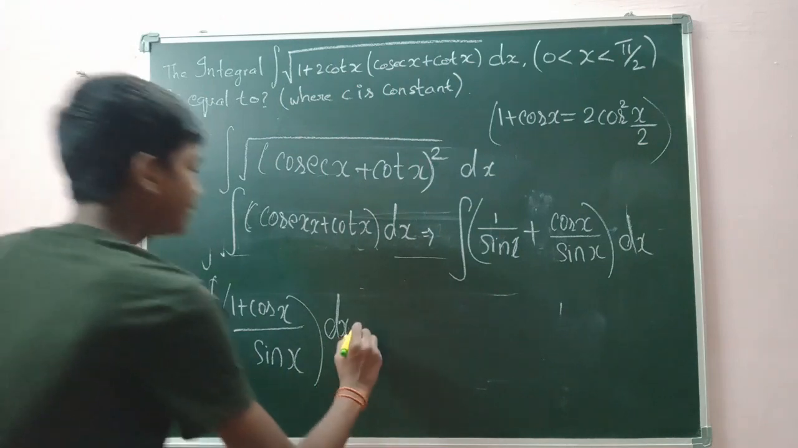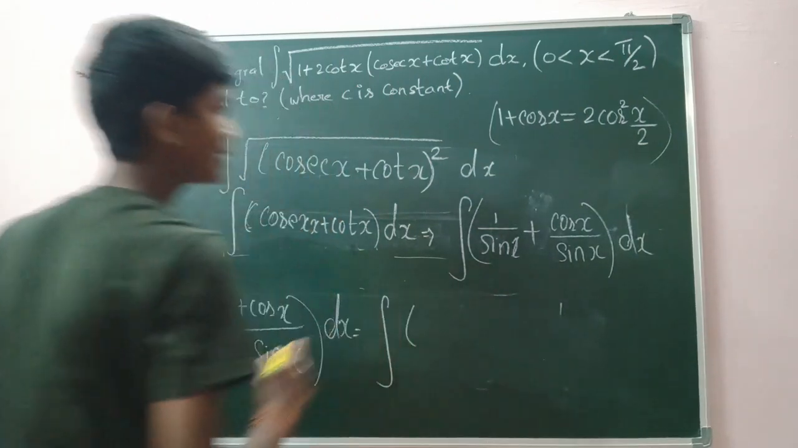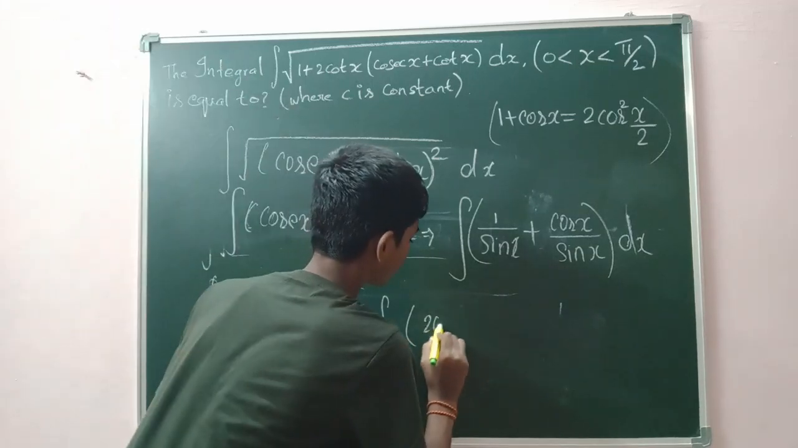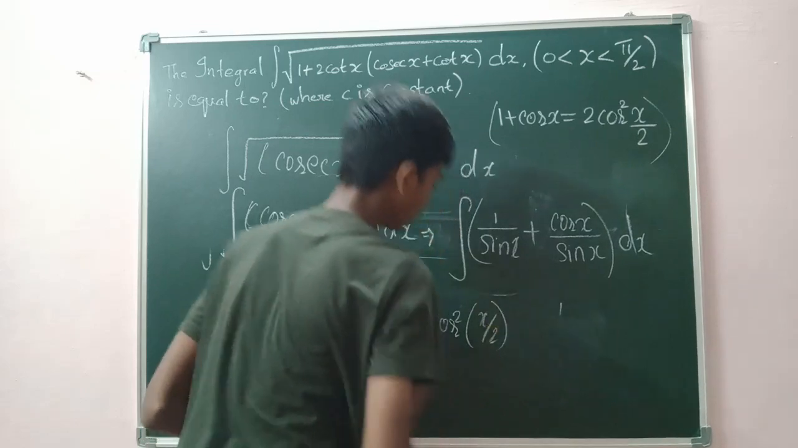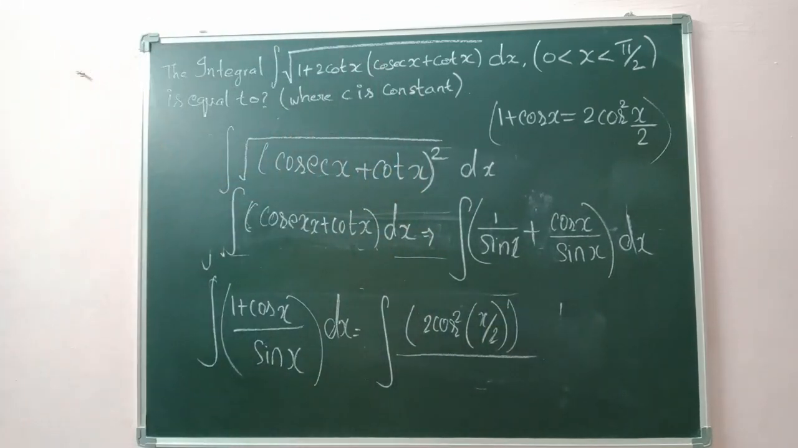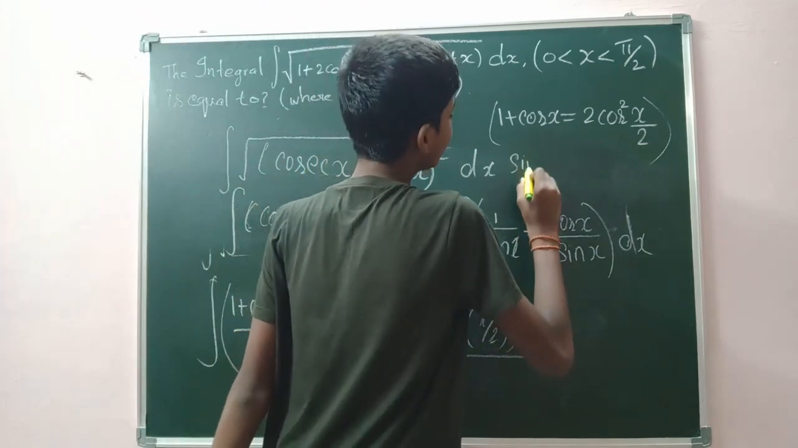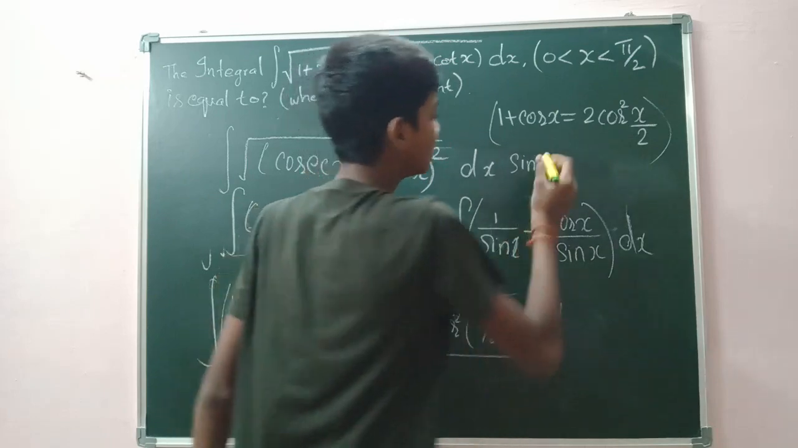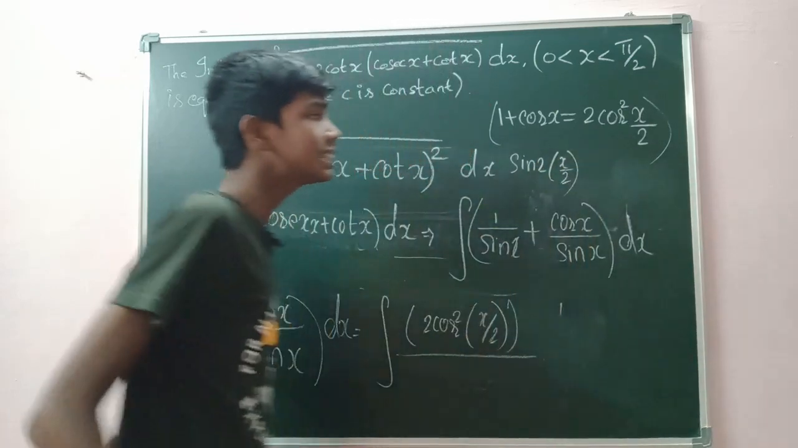So this same integral, I can write the denominator 1 plus cos x as 2 cos square x by 2. Correct or not? And the denominator I am having sin x. Just sin x. Listen to me very carefully. Can't I write the same sin x as sin of 2 times x by 2? Think carefully and say.